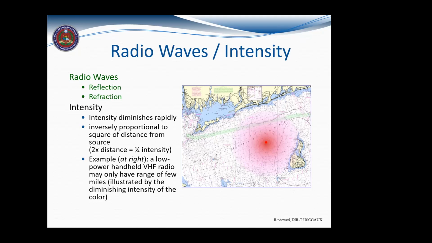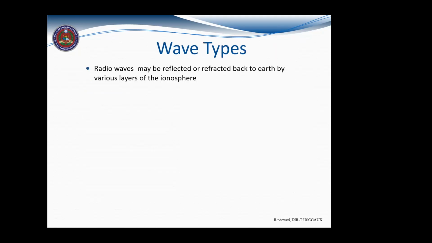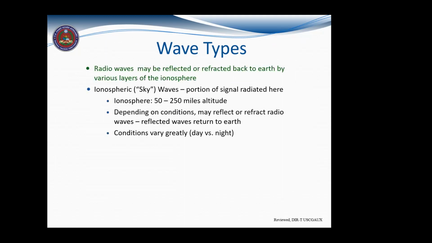So trying to make sense out of the diagram they've given you, the center of the little red dot is supposed to be a handheld radio. And the darker the red, the stronger the signal. So as you move away, you see it getting lighter and lighter pink to a point where suddenly the signal is not noticeable. Radio waves may be reflected back or may be refracted in other directions. We'll have some diagrams that will make this a little clearer.